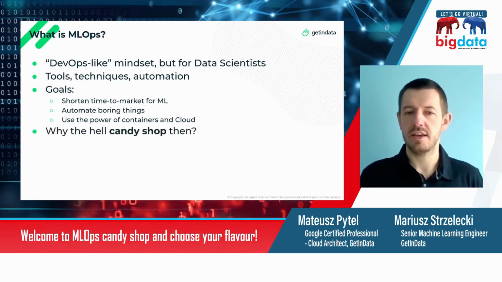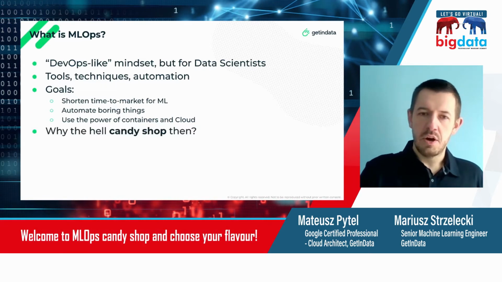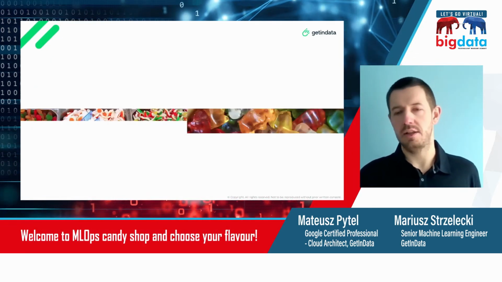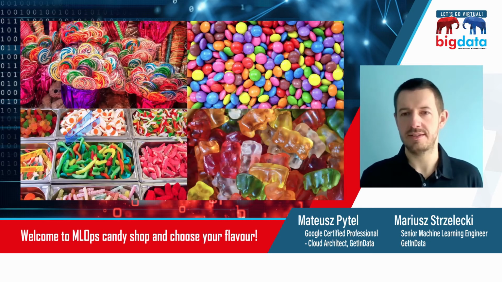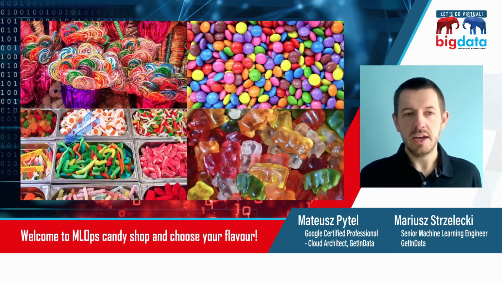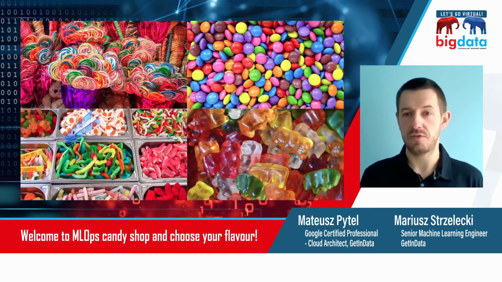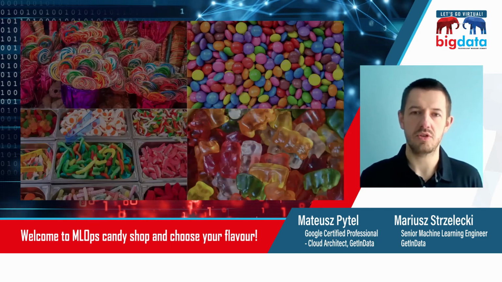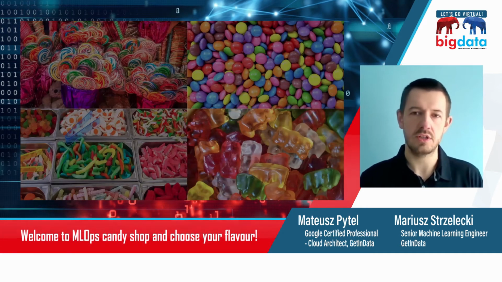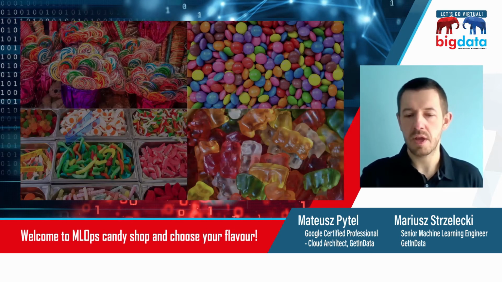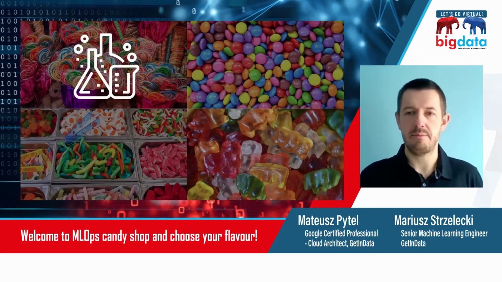So why the hell Candy Shop then? What is your first thought when you think about a candy shop? There is a lot of sweets, a lot of colors, a lot of smells, basically a lot of everything. And MLOps is also a lot of everything. We divided all the projects that reside in this area into four different groups. The first area is the ML Lab.